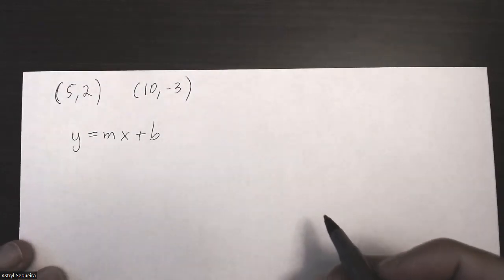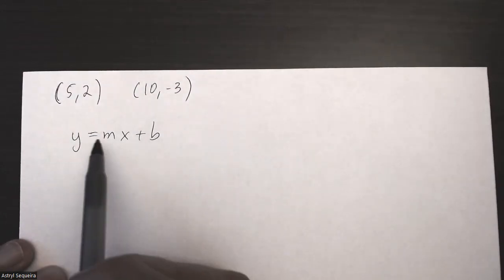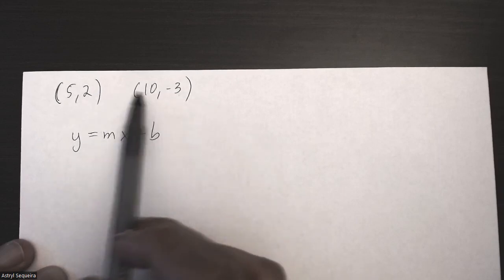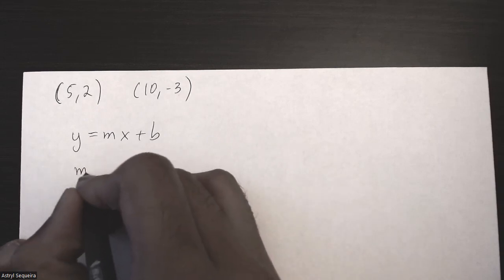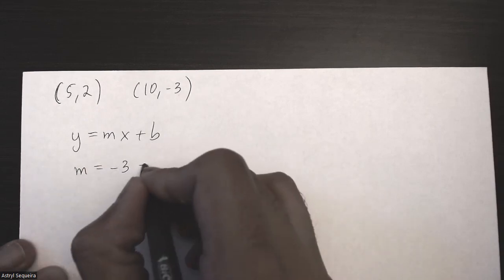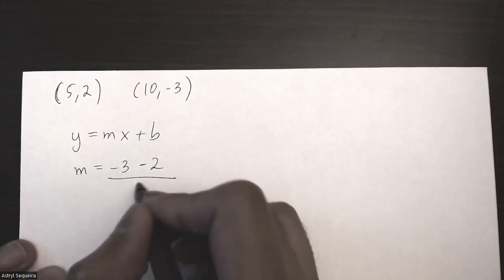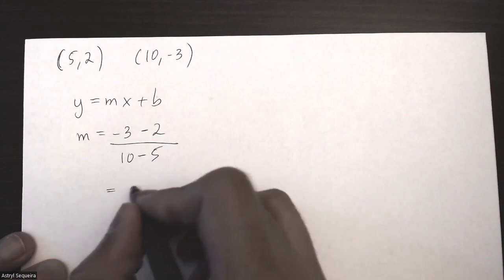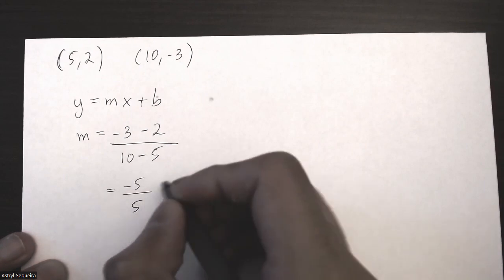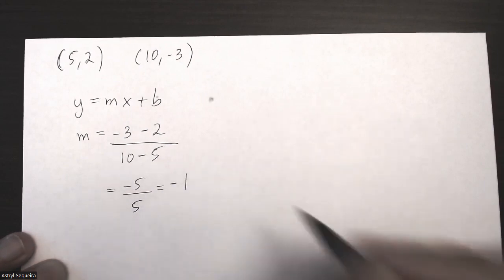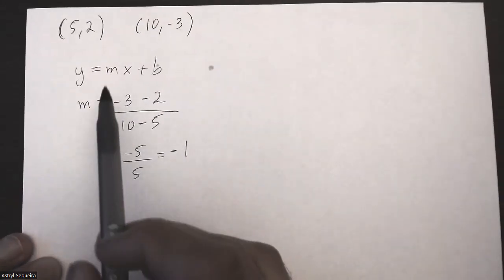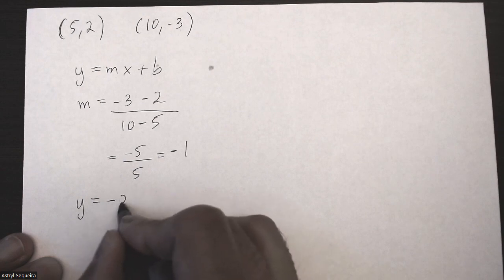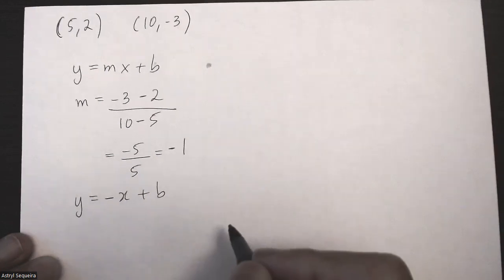Then we're going to sub in and find our slope by using y2 minus y1 over x2 minus x1. The slope is -3 minus 2 over 10 minus 5, which is -5 over +5, which is just -1. I'm going to rewrite my equation here with a slope of -1, y equals -x plus b.